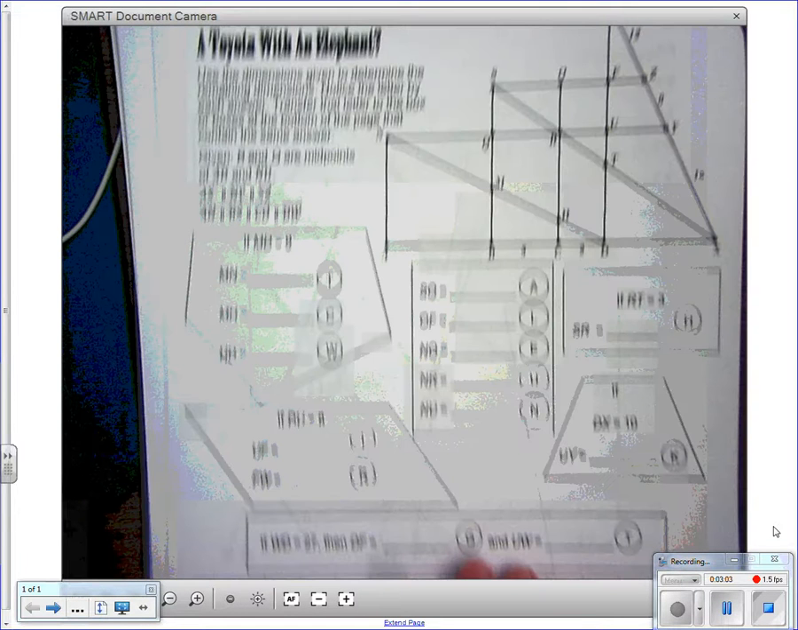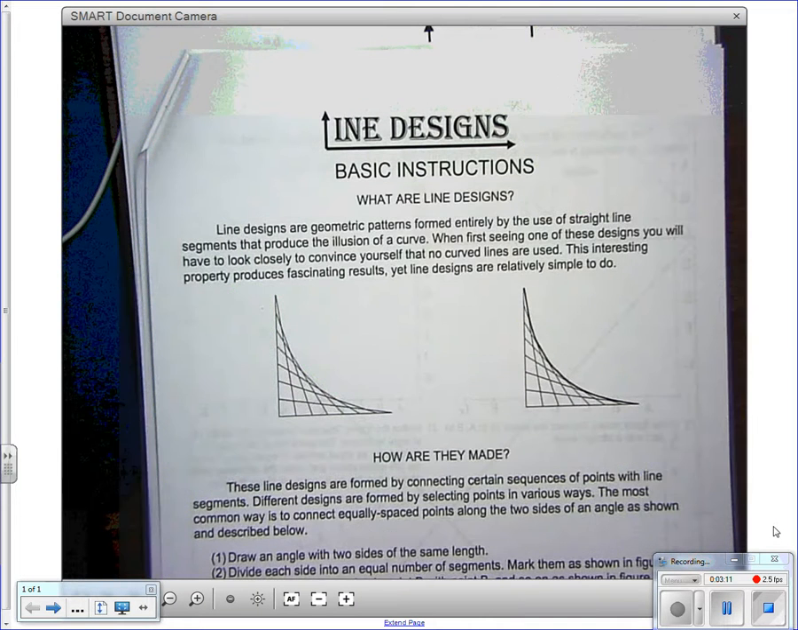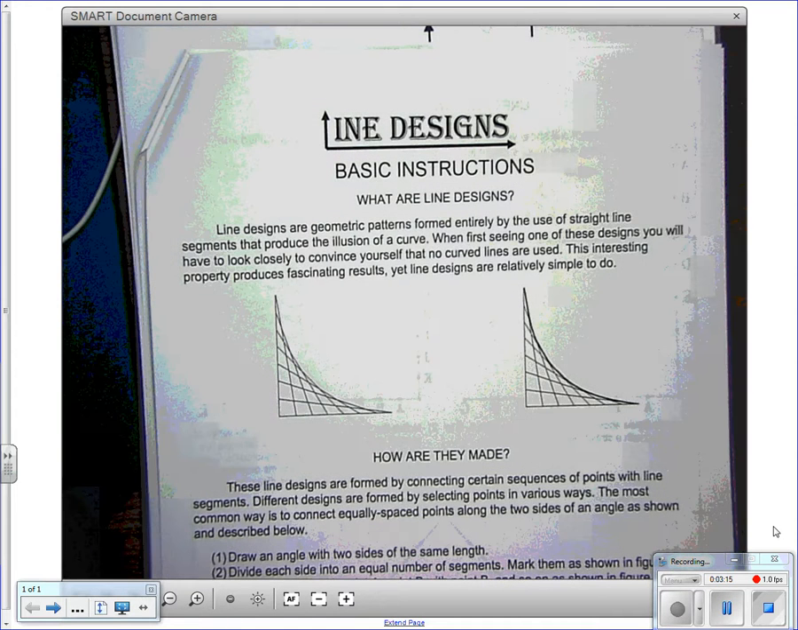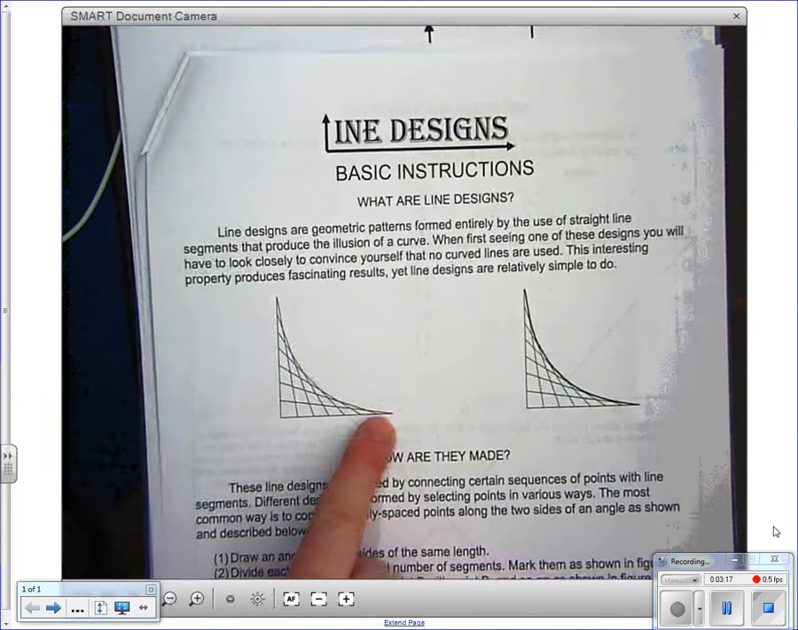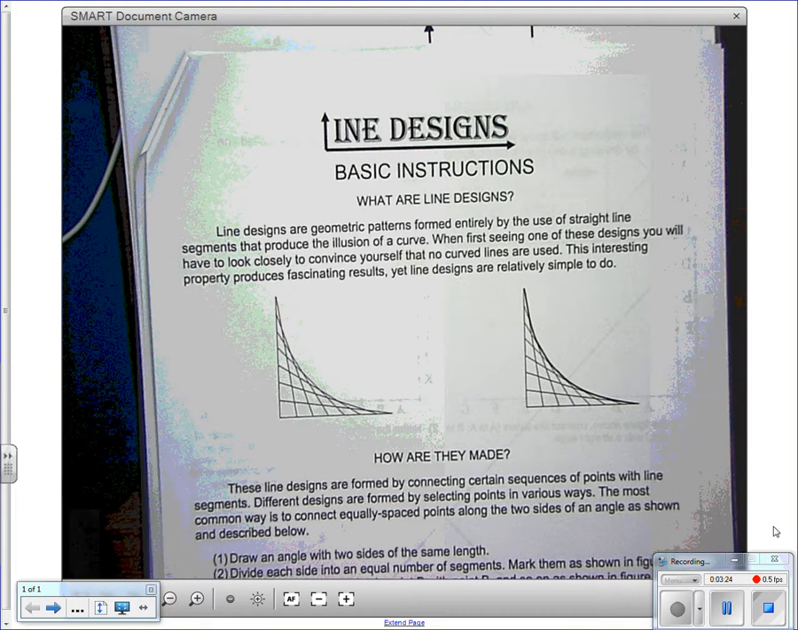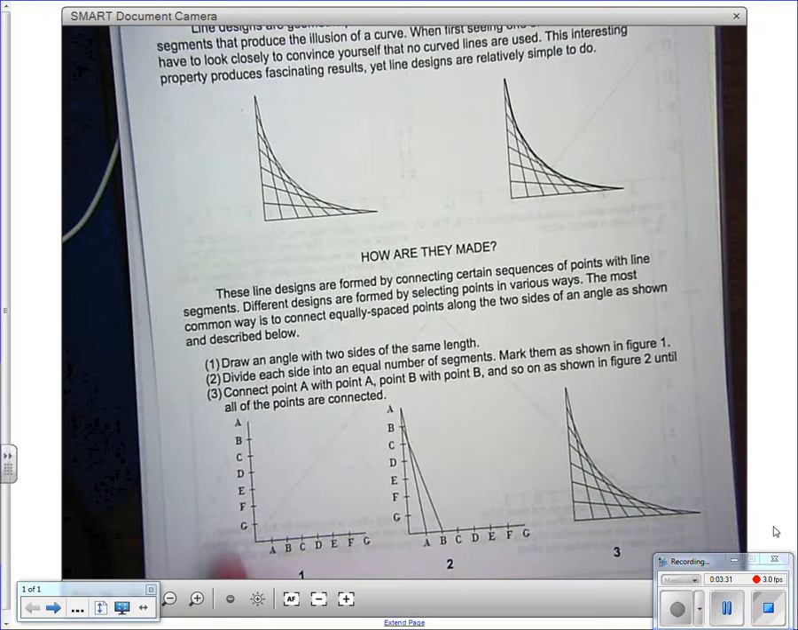Now the next part of it is line designs. Line designs are geometric patterns that are formed entirely by the use of straight lines. And so all of these are straight lines, and while this looks like a curve, it is actually not a curve. Okay, so even though that dark segment there looks like a curve, it's really not a curve. So how do we make a line segment? We connect A to A, and then B to B, C to C, etc. And when you get finished, you end up with a picture like this. That's what it results in.